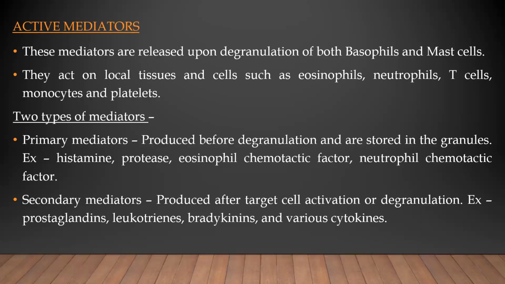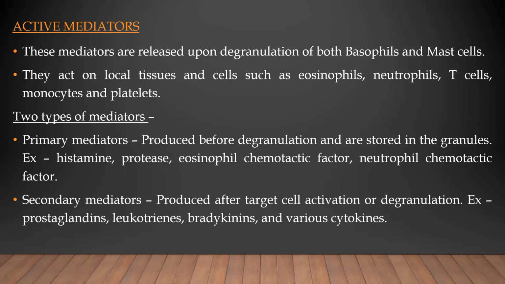Now what are the different mediators? These different mediators, when released by the basophils and mast cells, usually act on local tissues and cells. They act on the surrounding tissues and cells such as eosinophils, neutrophils, T cells, monocytes, and platelets. So they usually act on the surrounding medium. Now there are two types of mediators. One is called the primary mediators, another one is called the secondary mediators.